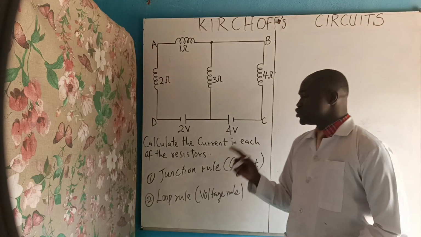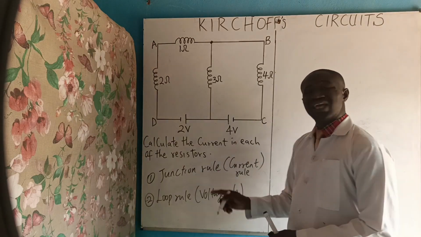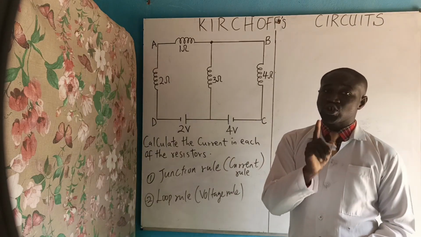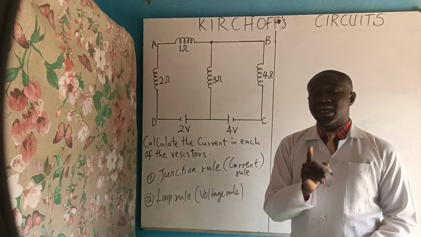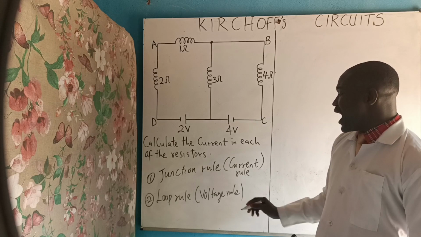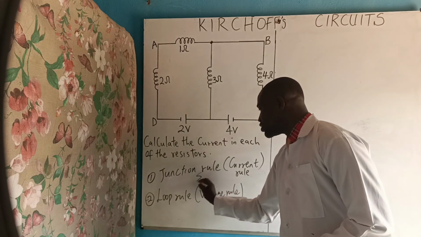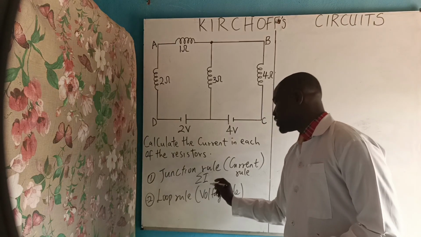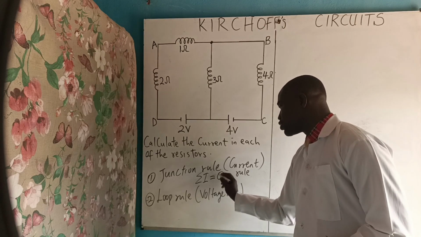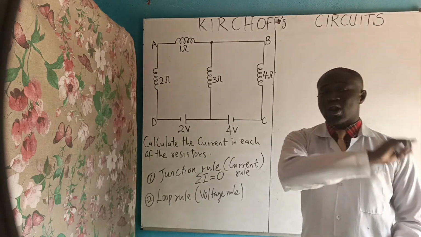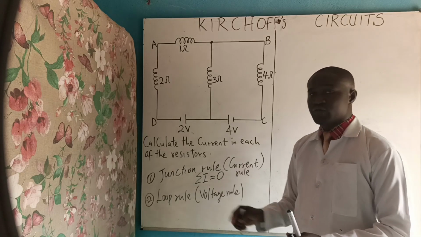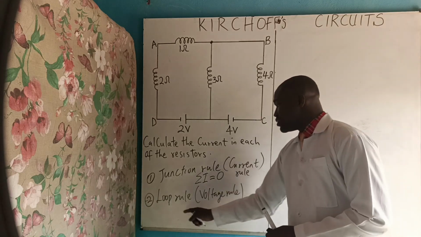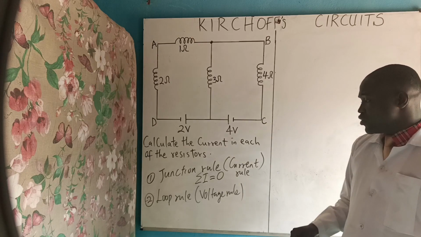When we talk about the junction rule, this rule is based on the conservation of charge. It states that the summation of all the current in the resistor must be equal to 0. That is, the current flowing in and the current flowing out, the sum of it all must give you 0.